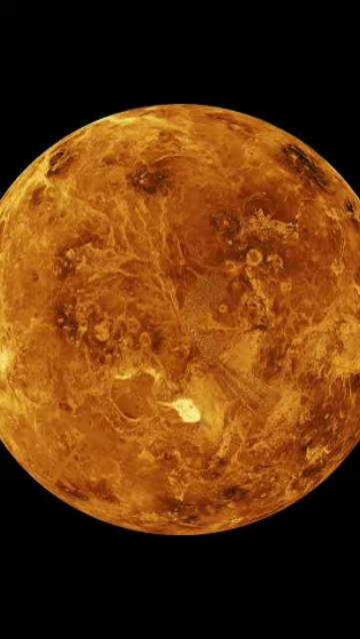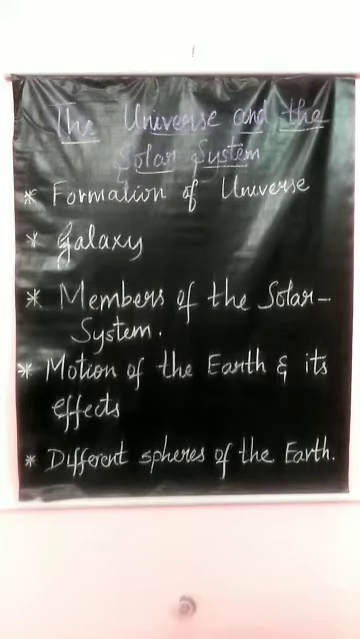Venus is the second planet from the sun and it is called Earth's twin as it is almost the same size as the Earth. Venus is the hottest planet in the solar system.